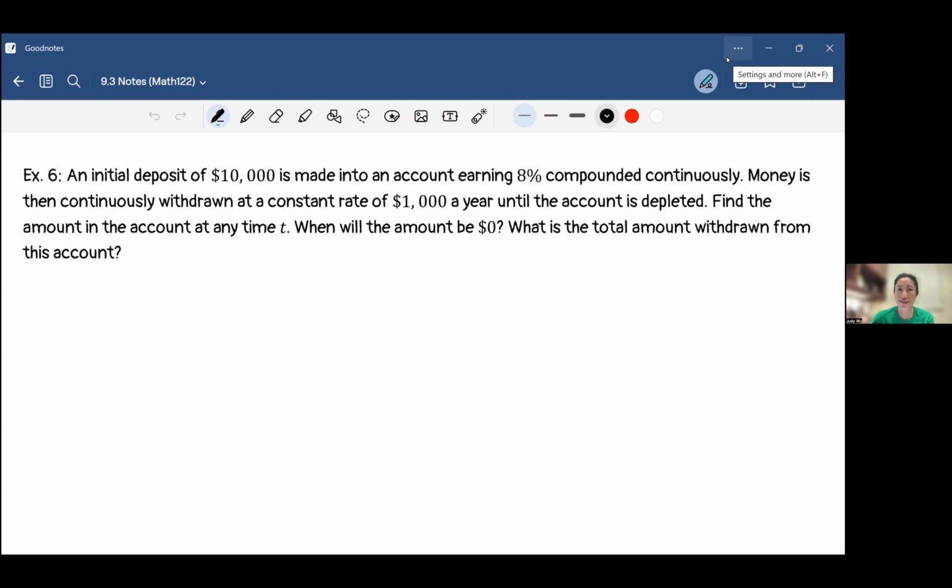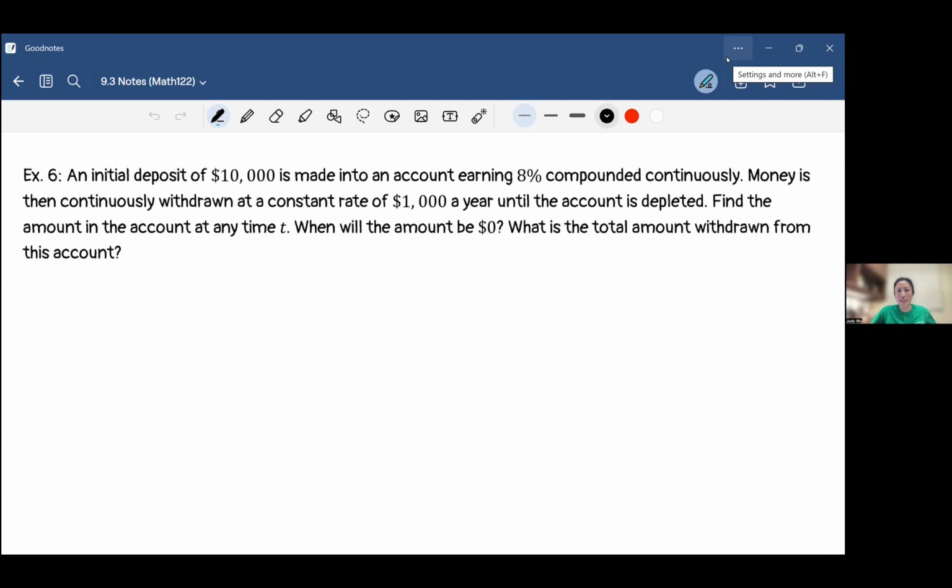An initial deposit of $10,000 is made into an account earning 8% interest compounded continuously. Money is then constantly withdrawn at a rate of $1,000 per year until the account is depleted. Find the amount in the account at any time t. When will the amount be zero? What is the total amount withdrawn from this account?